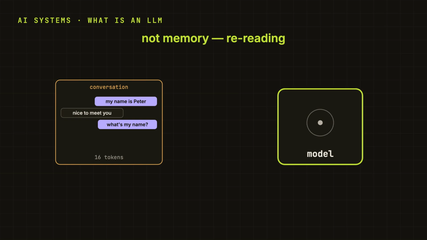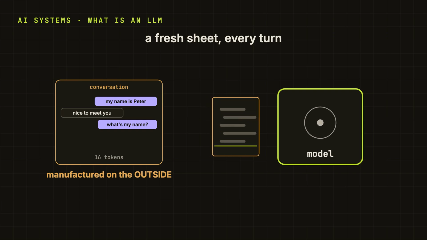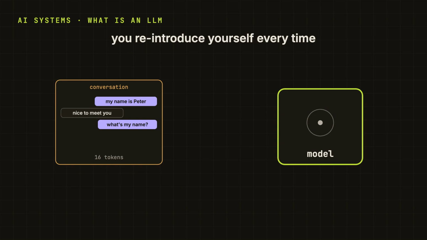So that is the piece to really hold on to. The feeling of one smooth flowing conversation is completely manufactured on the outside by resending the whole history each turn. It's like handing someone the entire chat on a fresh sheet of paper, letting them read it and answer, and then throwing the sheet away every turn. You are not really talking to it. You are reintroducing yourself every single time.